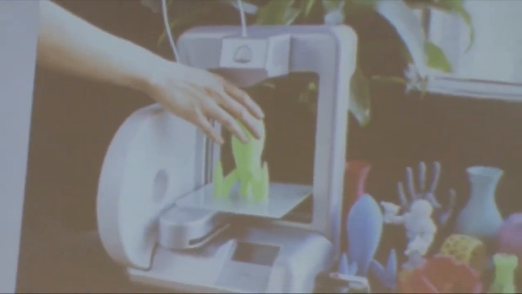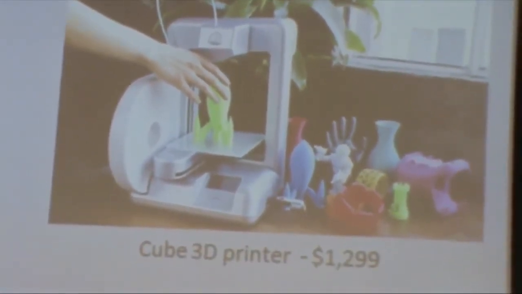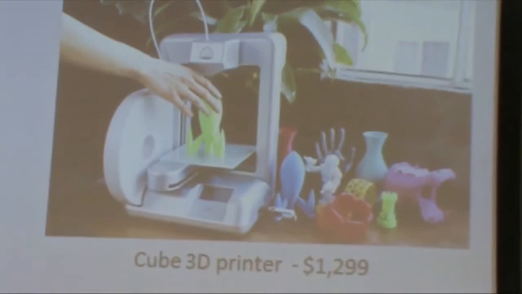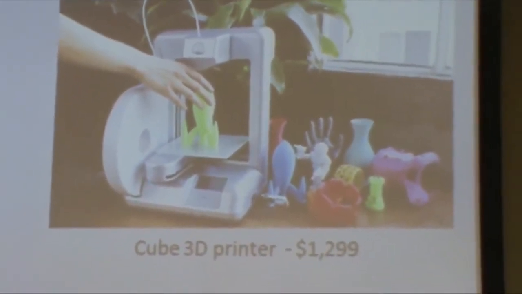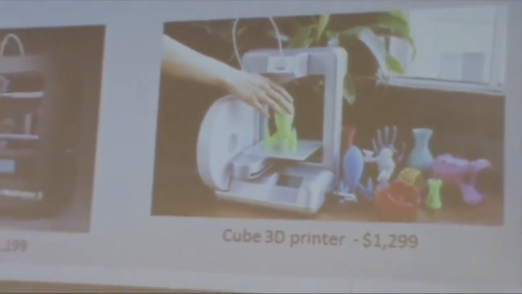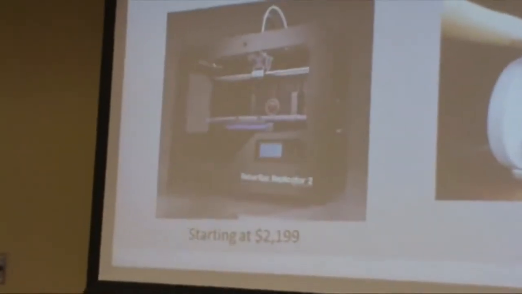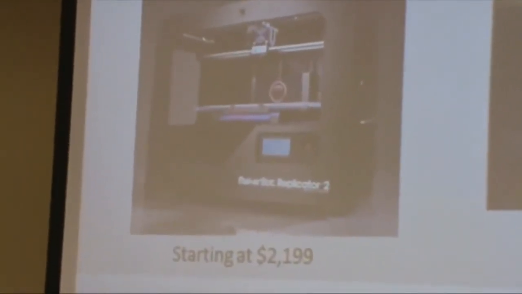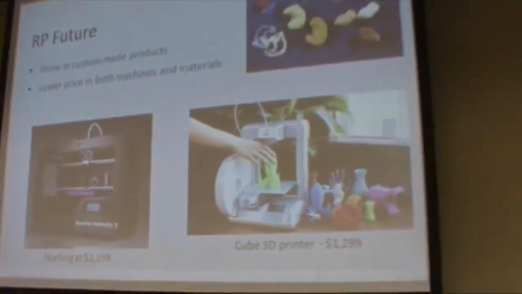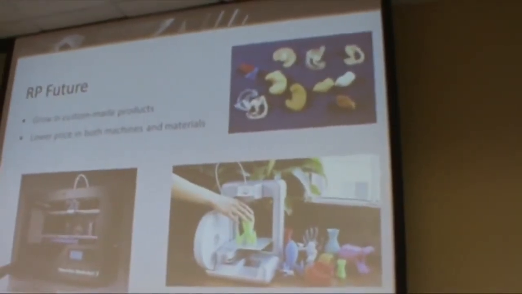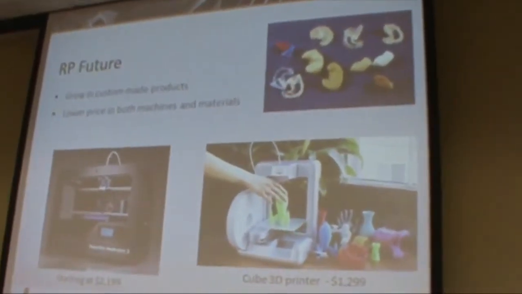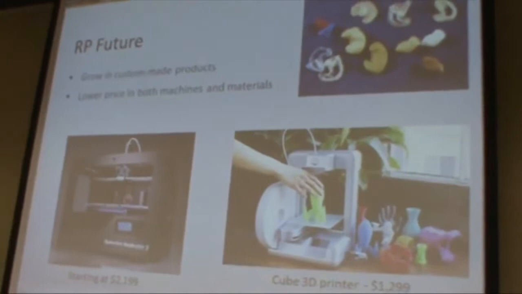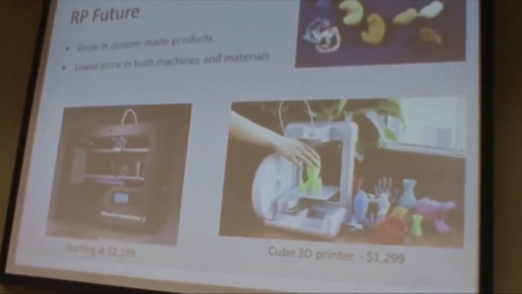And also the Cube 3D printers from 3D Systems. It starts at just 1,300 bucks. So it's getting cheaper and cheaper. So I imagine in the future, not only will you have a printer to print on paper, but you're going to have this kind of printer to print your 3D products, your hobby or whatever.